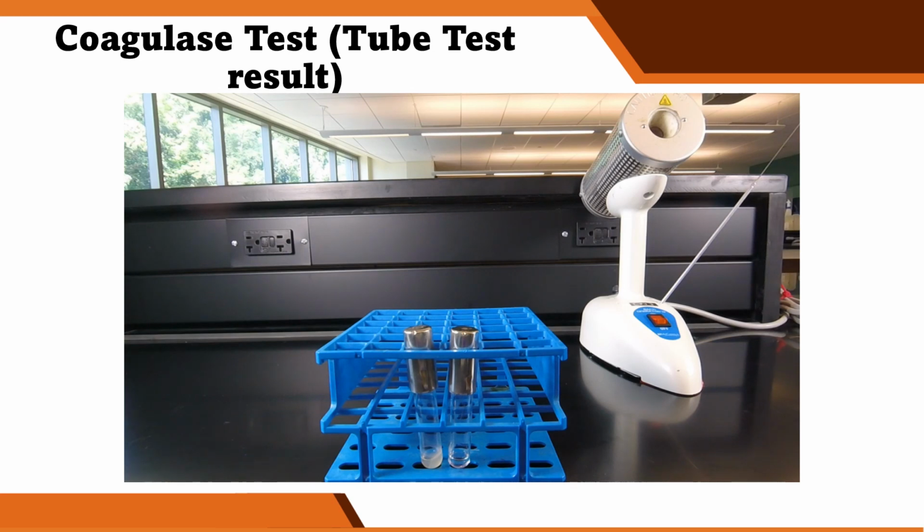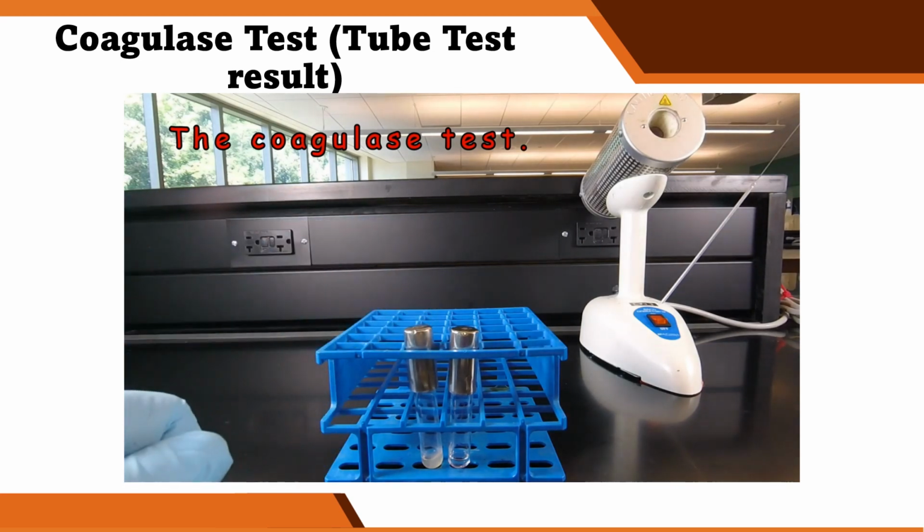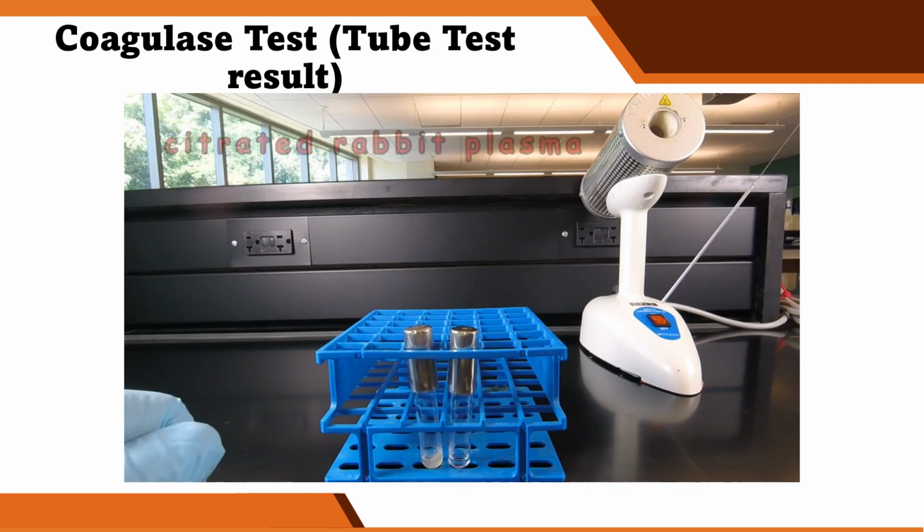One of the most useful tests for differentiating Staphylococcus aureus from other species of Staphylococcus is the coagulase test. The coagulase test looks for the enzyme coagulase, which causes citrated rabbit plasma to gel or coagulate. The enzyme coagulase causes soluble fibrinogen to be converted into insoluble fibrin. Staphylococcus aureus are often referred to as coagulase positive staphylococci because they produce the enzyme coagulase. Most other species are referred to as coagulase negative staphylococci because they don't produce that enzyme.